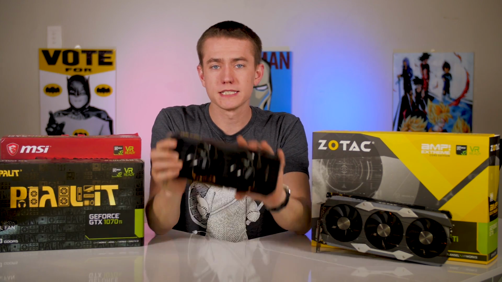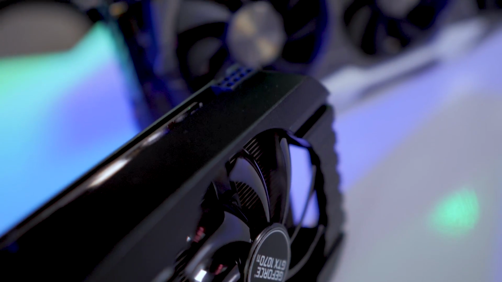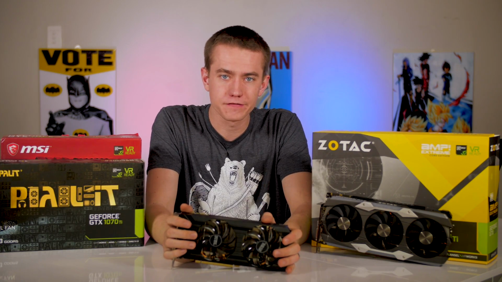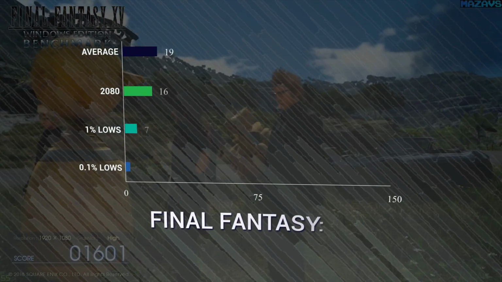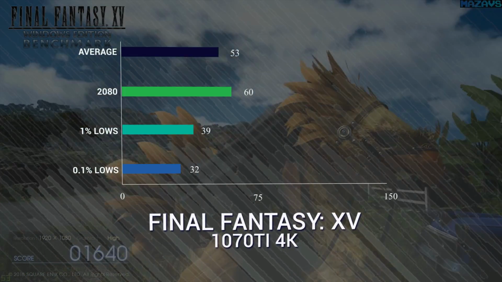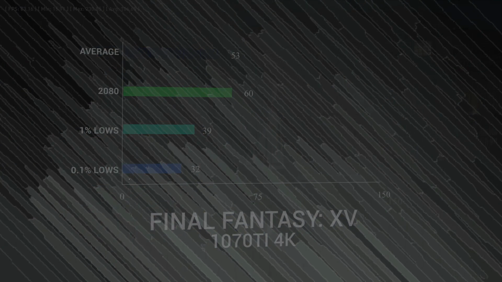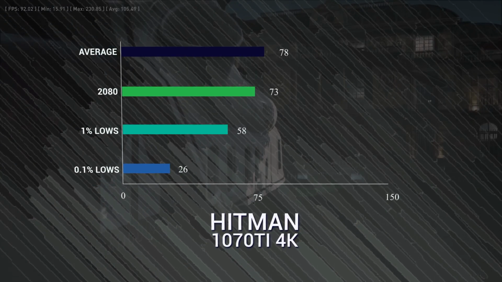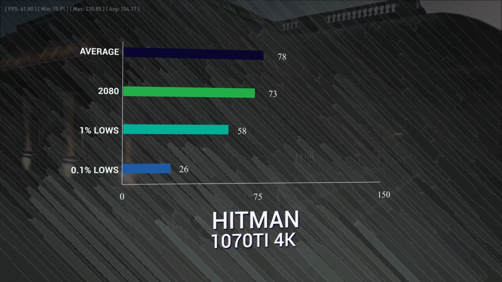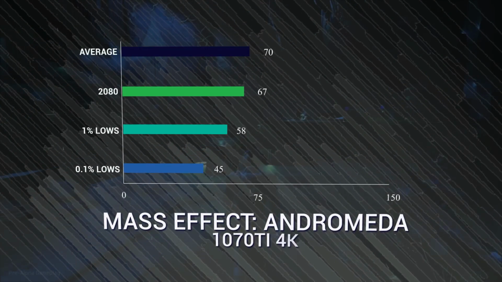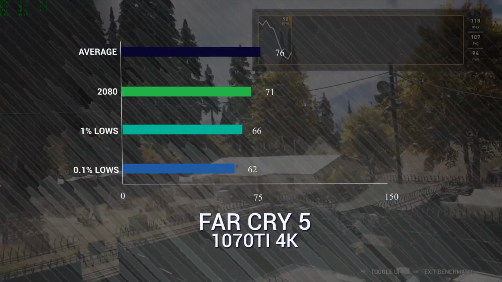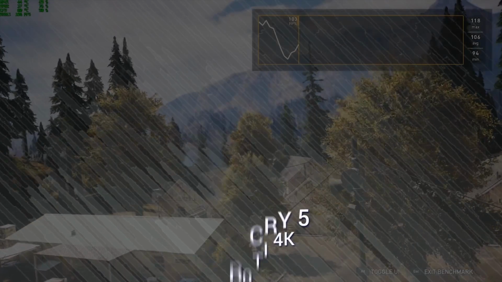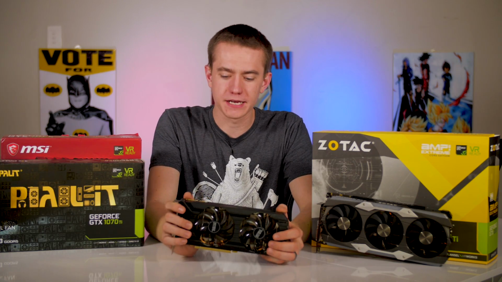Of those 4 games, the 1070 Ti can hit 4K 60 FPS gaming in 3 of them. The only one it fell short in was Final Fantasy 15, but if we take a look at the benchmark numbers that we have, in Final Fantasy 15 it got 53 frames per second, as opposed to the 2080's 60 frames per second. In Hitman, it got 78 frames per second compared to the 2080's 73. It got 70 frames per second in Mass Effect Andromeda compared to the 2080's 67, and it got 76 frames per second in Far Cry 5 compared to their 71. So the 1070 Ti can hit 4K 60 FPS HDR gaming.